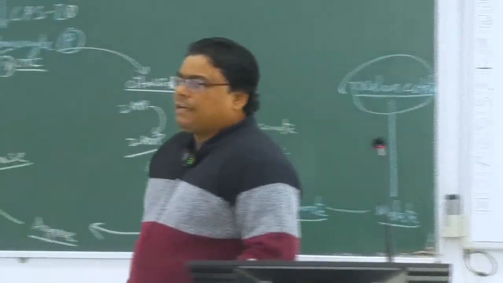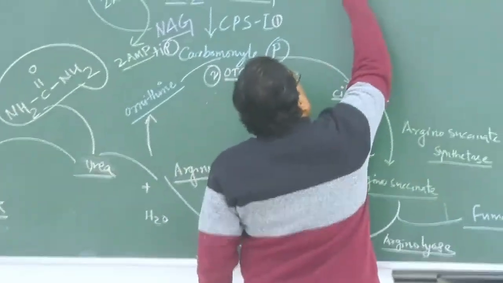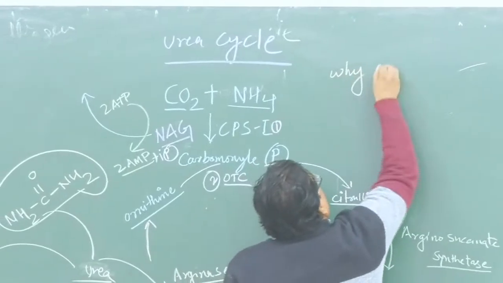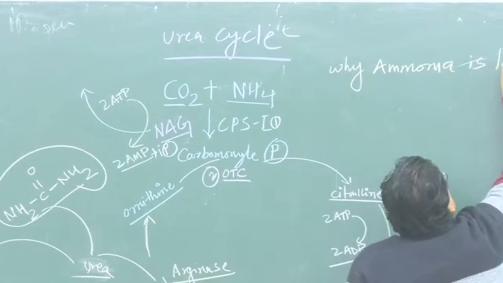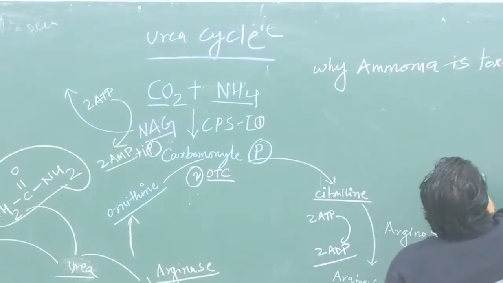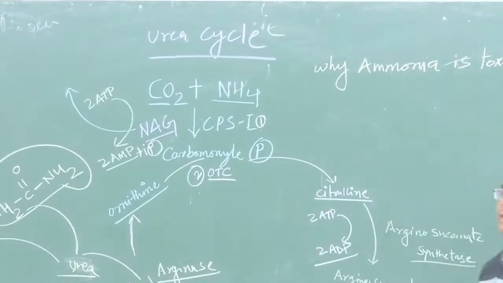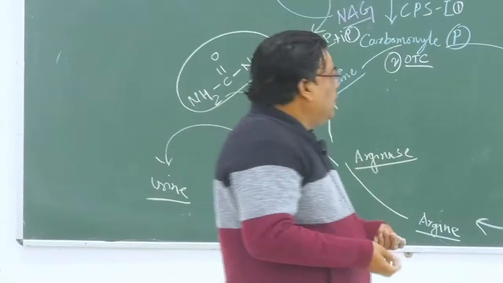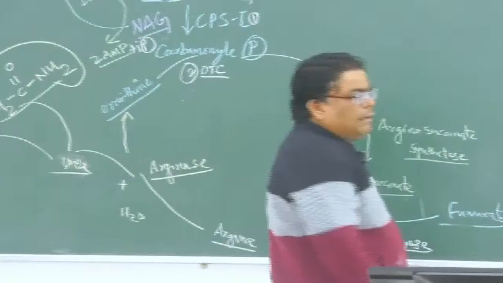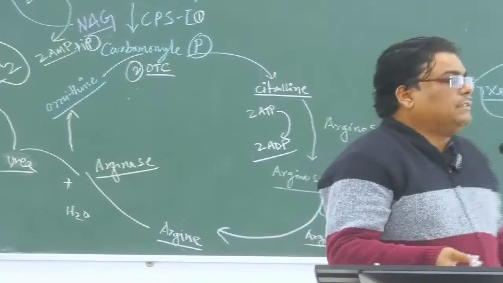Someone please tell me, please raise your hand. I already discussed this in the previous class. I just revised it today. Okay. Why is ammonia toxic for the brain? This is a prominent question. This question always comes in exams. Not only in the first class, it comes in all your exams. Okay, why is ammonia toxic for the brain? You can give the answer.